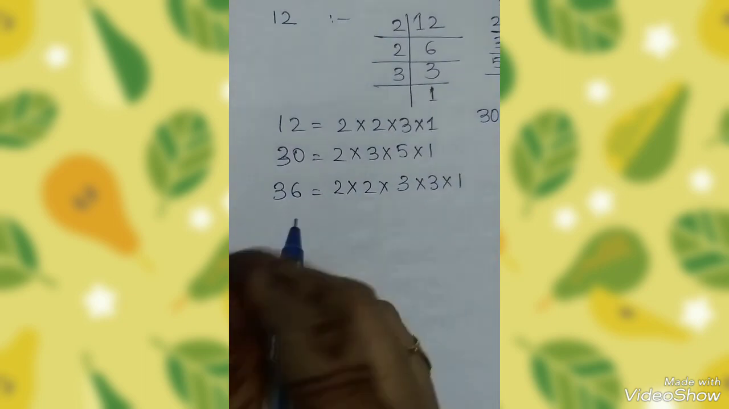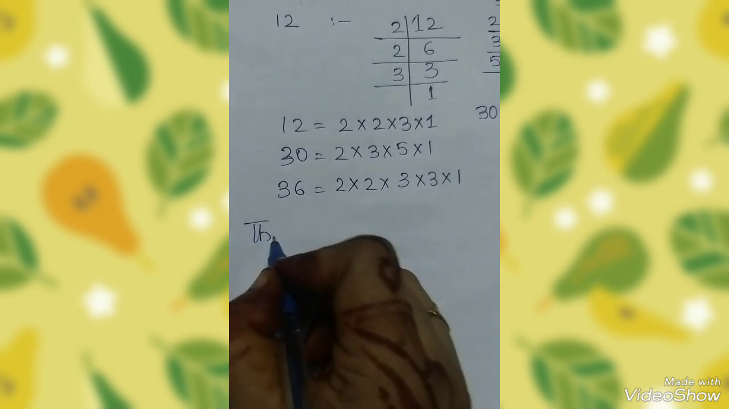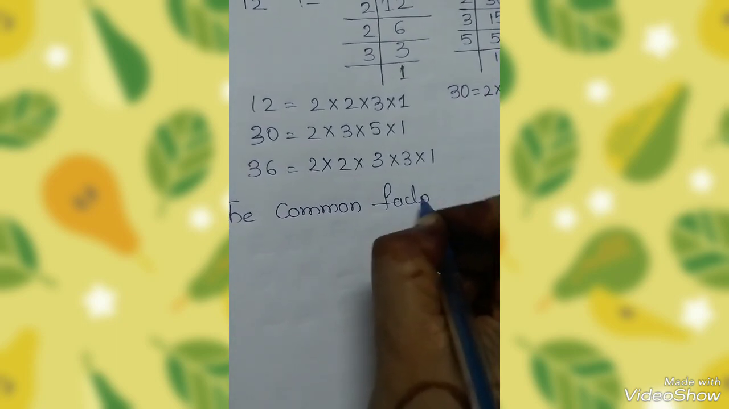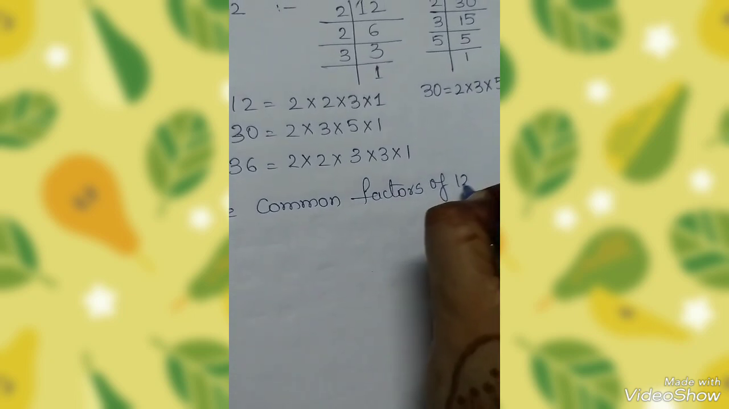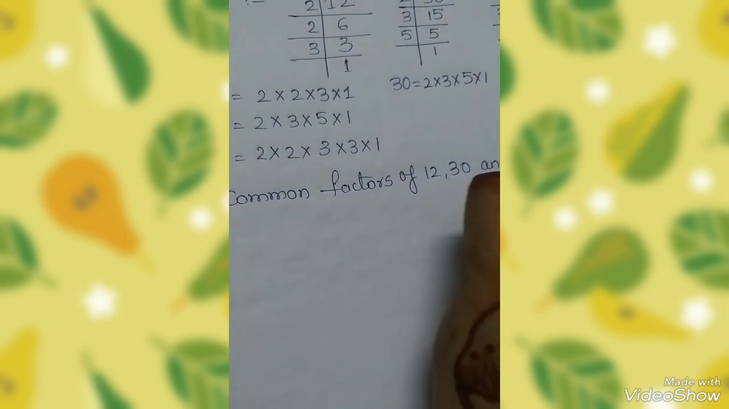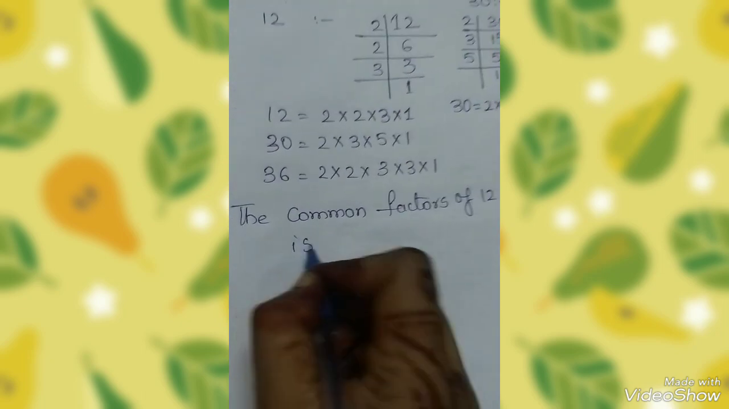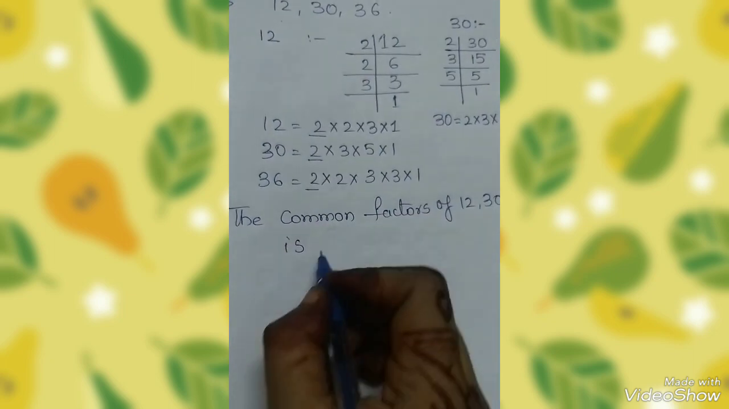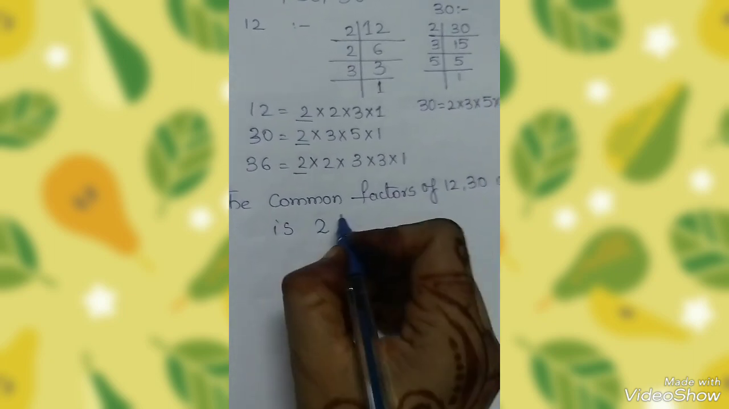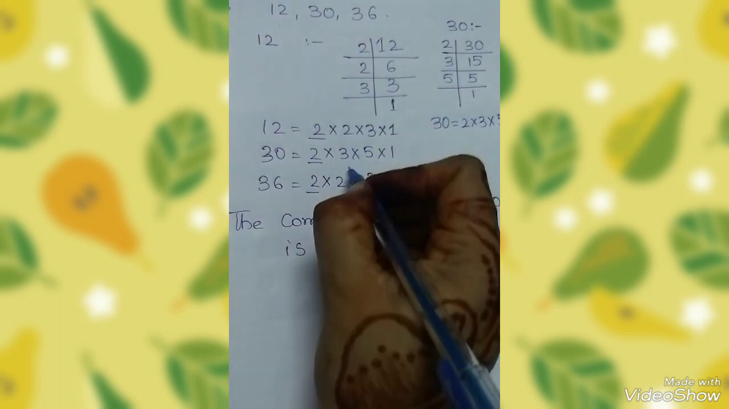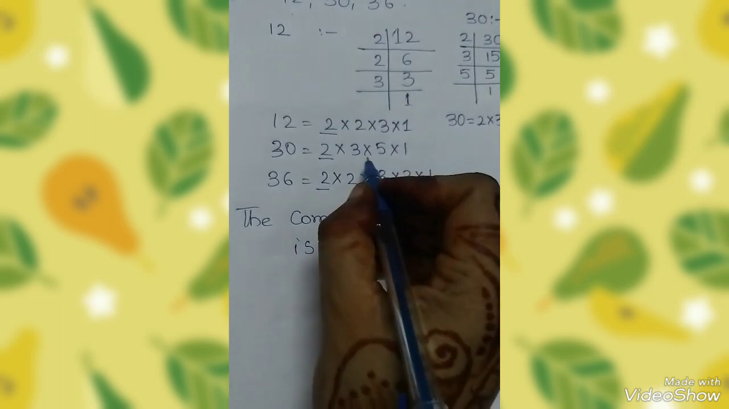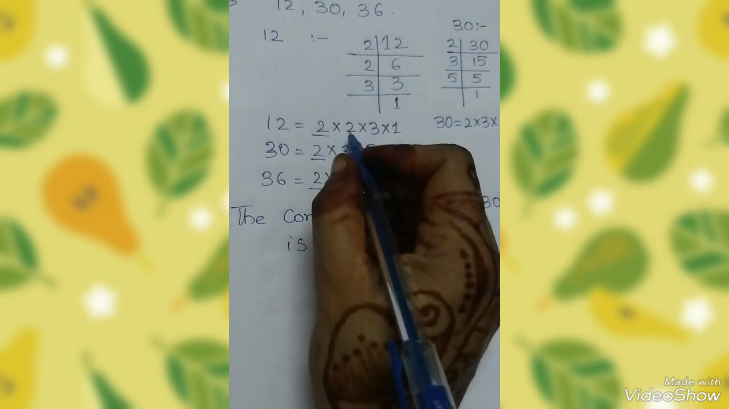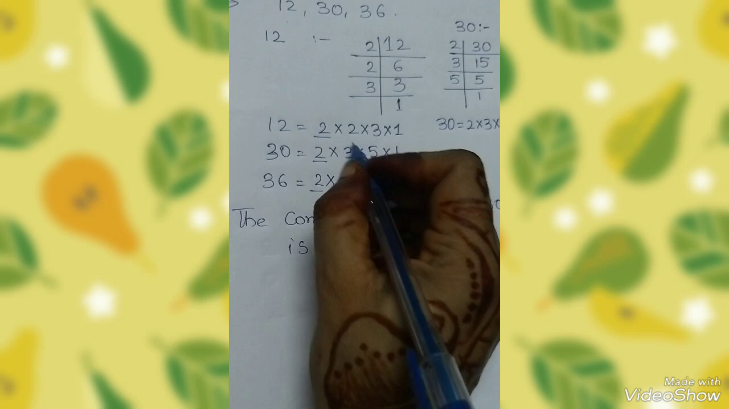Okay, now the common factors. First of all we have to find common factors of 12, 30 and 36. 2 here. See children, 2 here and 2 here. Write down 2 as a common. Into 2 here again, but 2 is not there in 30. So don't write this 2 again. Only in 12 and 36 2 is common, not in 30.